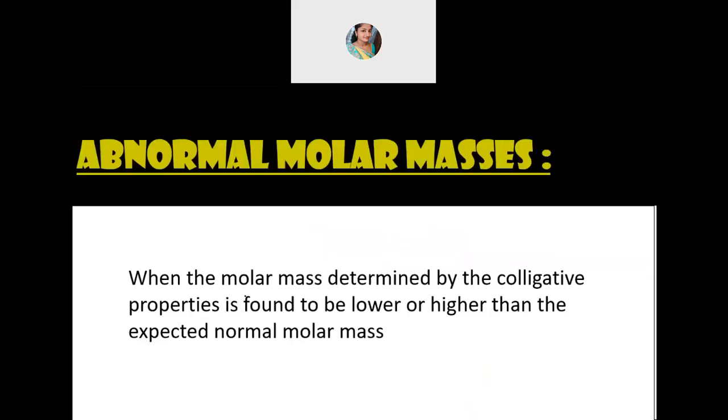So abnormal molar mass is when the molar mass determined by the colligative property, experimentally, is found to be either lower or higher than the expected normal molar mass. Then we call it abnormal molar mass. You just make a note of this, then I will proceed.